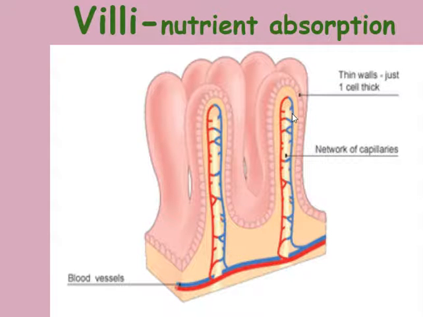Right? So your cells are going to take in those nutrients because the blood and the circulatory system is interconnected with those villi and microvilli. So that nutrient absorption is extremely important. That's where it's taking place in the small intestine.